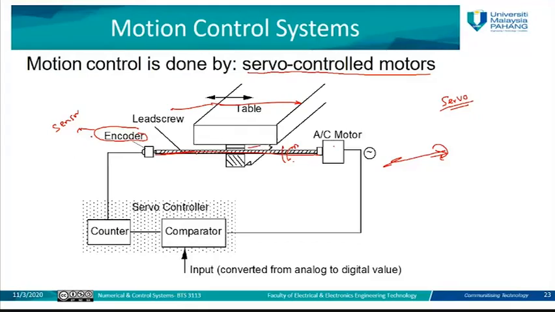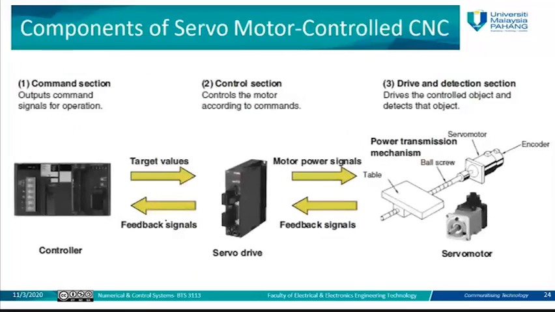So the encoder here represents a speed or velocity sensor. It will convert the pulses generated from the rotation of this motor into readings in RPM, for example, which is revolutions per minute. Then this RPM will be sent to the servo motor. Usually this is the main component for the servo motor control in CNC.